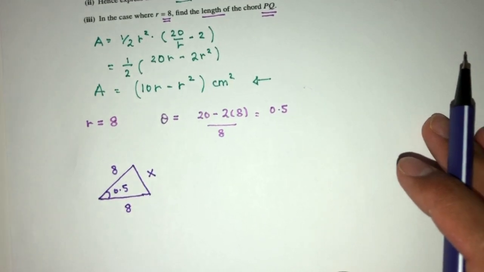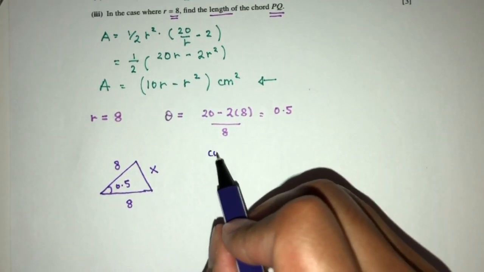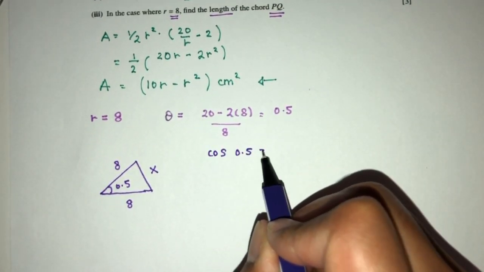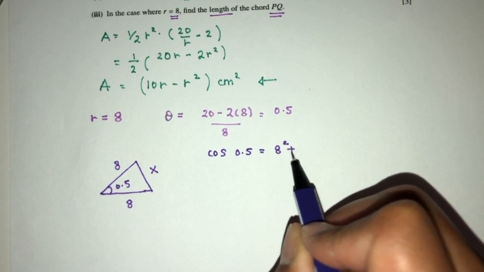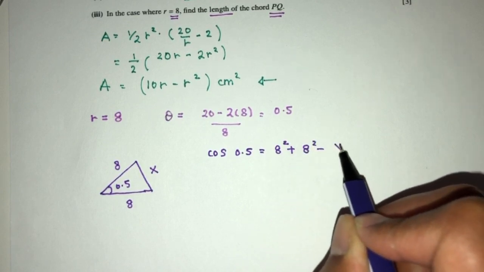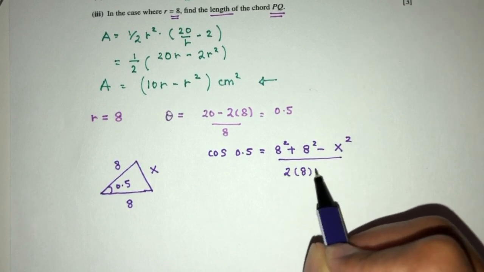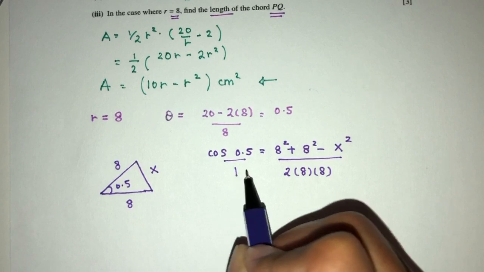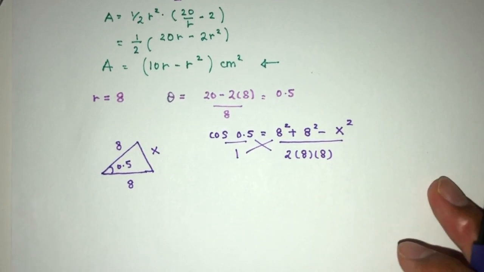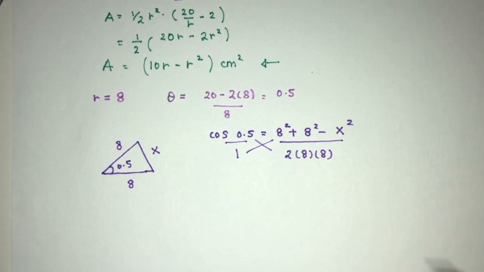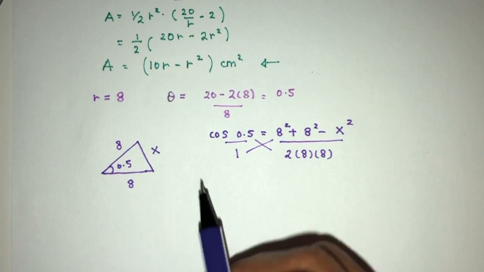We can use the cosine rule to solve this. So cosine of the angle is equal to 8 squared plus 8 squared minus the square of the opposite side, over 2 times 8 times 8. And this is just a formula you guys have to know to solve these kinds of questions with triangles. Now we can just cross multiply. You will have what?